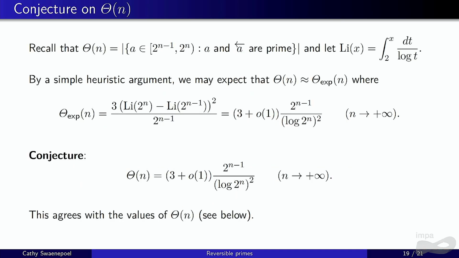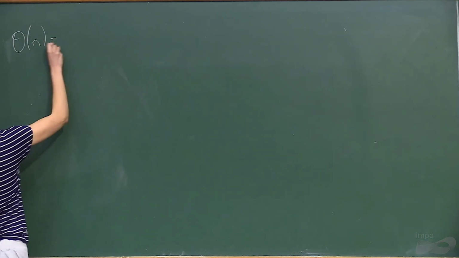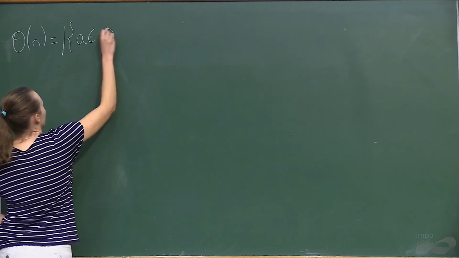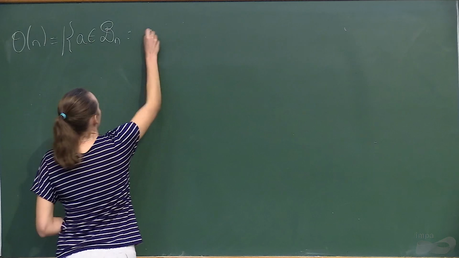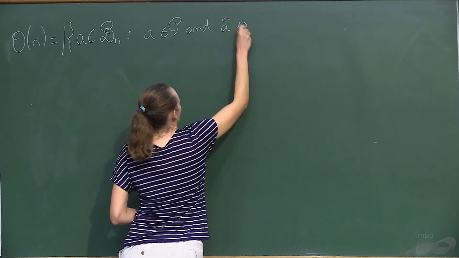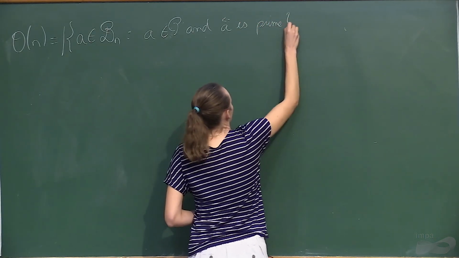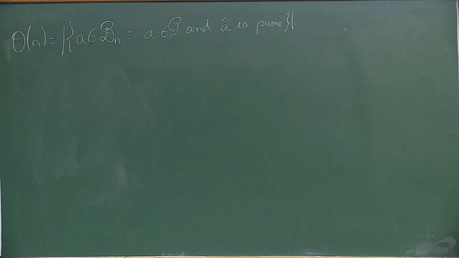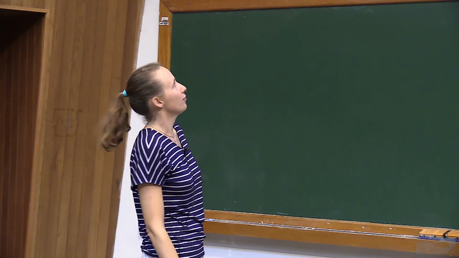OK, so as I said at the beginning, I want to give a more precise conjecture on theta of n. So theta of n is the number of A in Bn such that A is prime and its reverse is prime. OK. So what do we expect more precisely for theta of n?